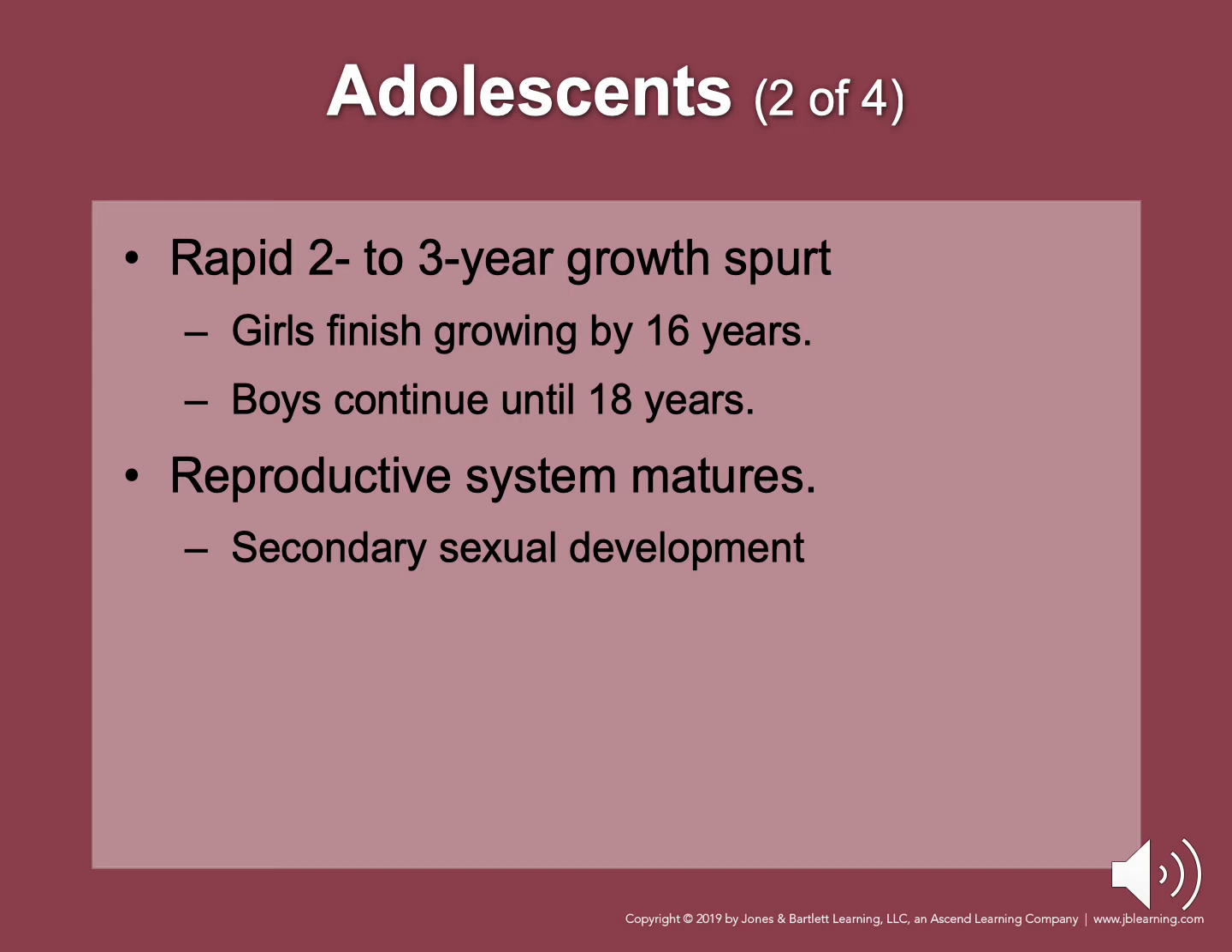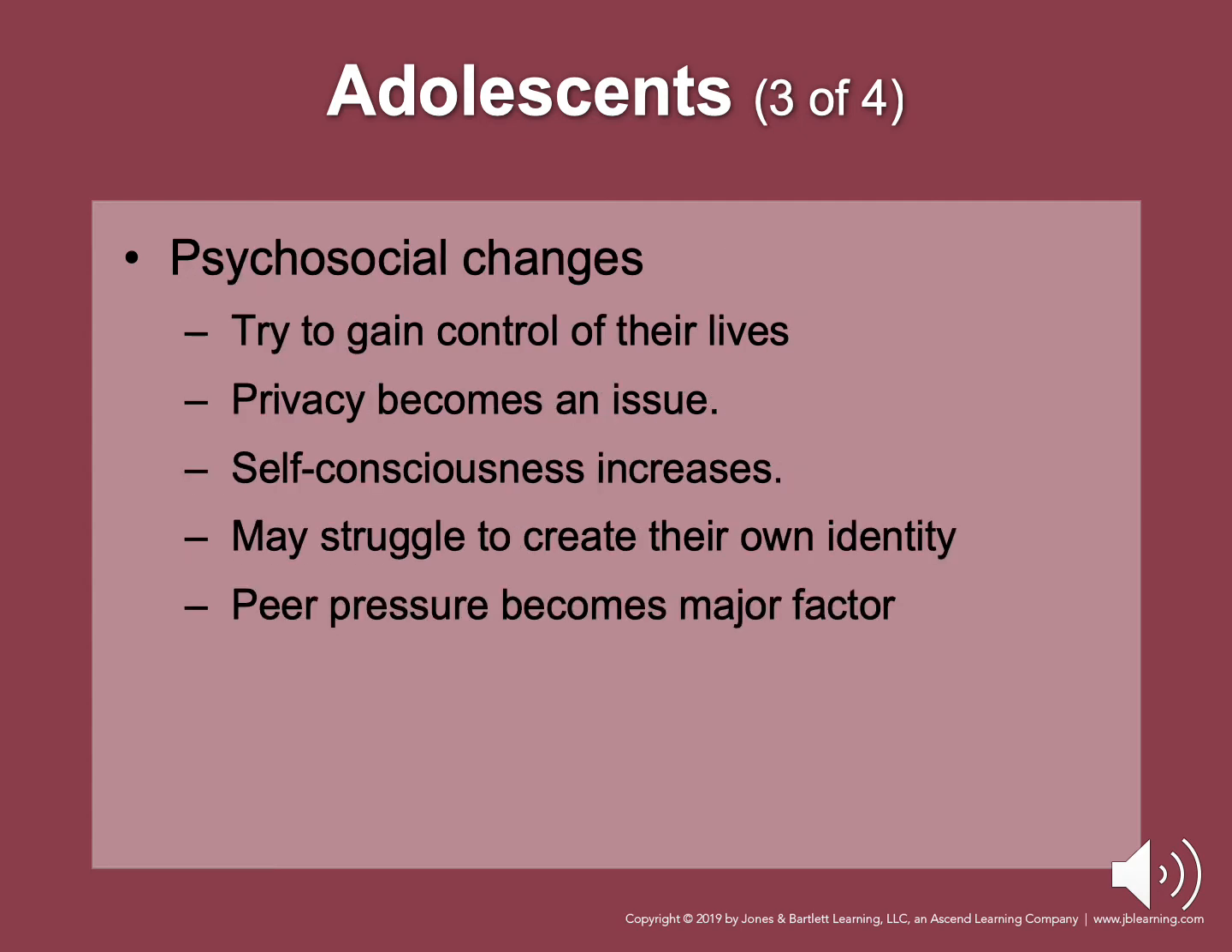Some psychosocial changes. Adolescents try to gain control of their lives and independence from their parents. So privacy does become an issue. Self-consciousness increases. Adolescents may struggle to create their own identity. They use feedback from their families and peers to help create their adult image. They often want to be treated like adults, yet cared for like younger children. Rebellion can occur, and they're just trying to find his or her identity.